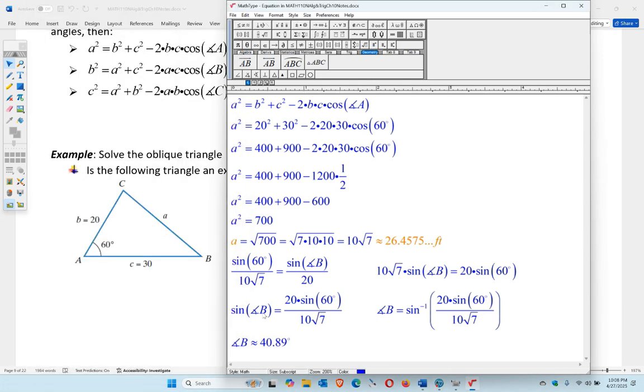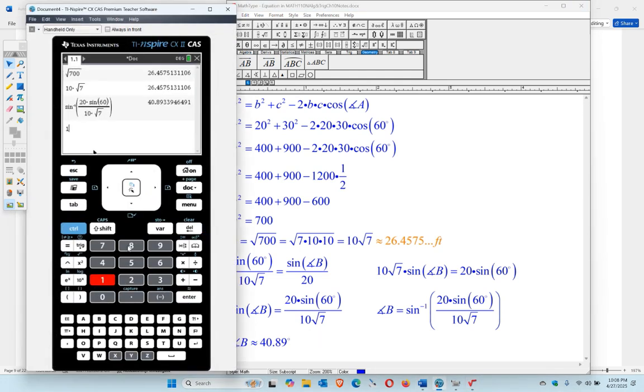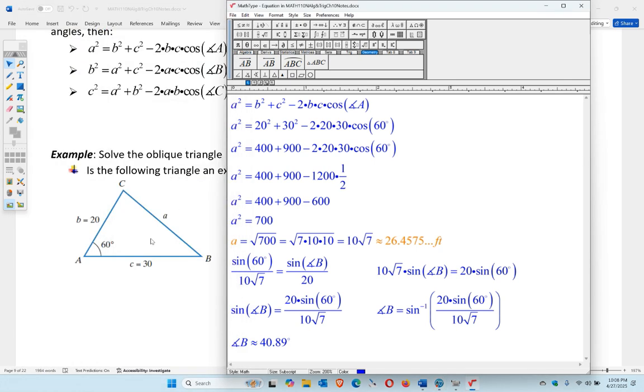Okay. And if I did 180 minus 40.89, since it is the SSA case, that would be an obtuse angle, which would not be the correct one, so it's B1 and B2, but obviously this one has to be acute because 20 is less than 26.5. So even though it is the SSA case, you have to be careful, but it's definitely this angle. Okay, so if I want angle C now, angle C is going to be 180 minus that and minus the original 60.